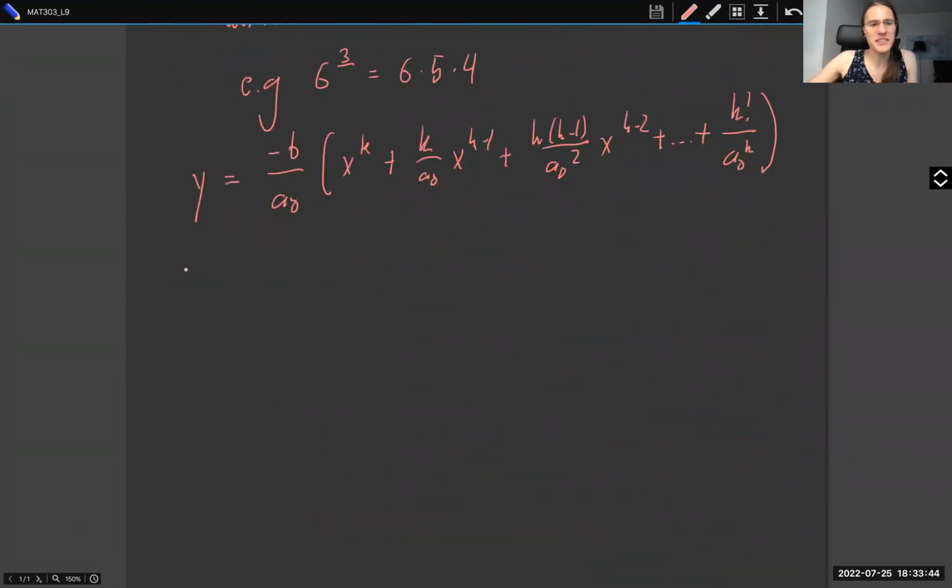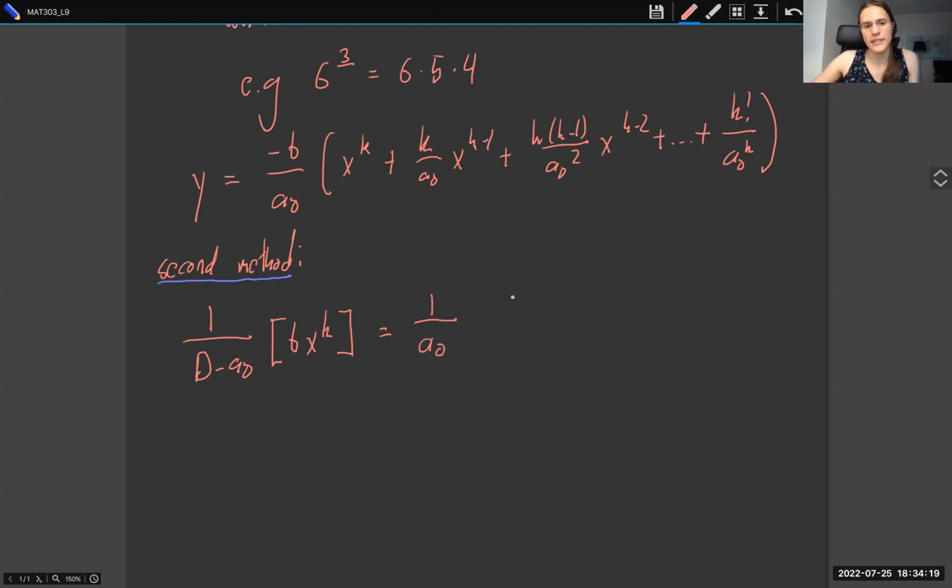But how about a second method? So let's calculate 1 over D minus a naught times b x to the k. I will give you a hint. I'm going to write this as 1 over a naught times 1 over 1 minus D over a naught.